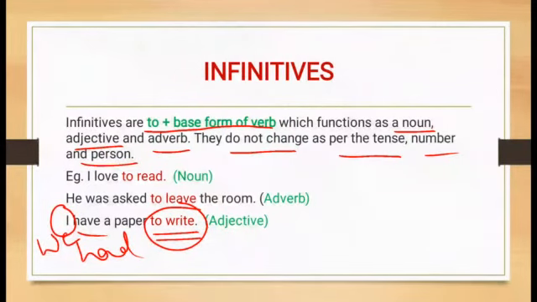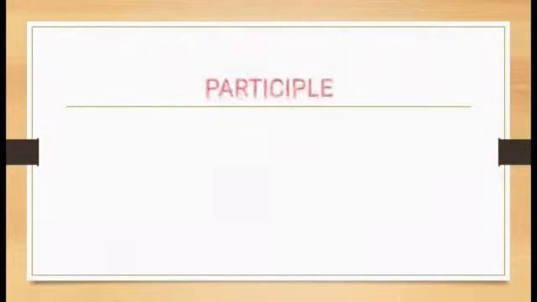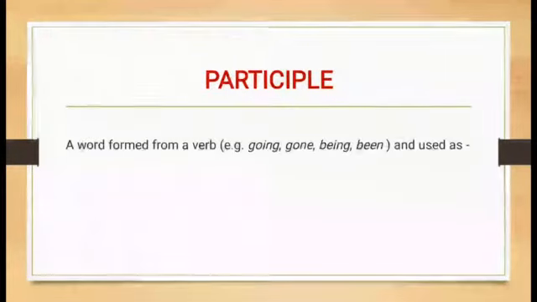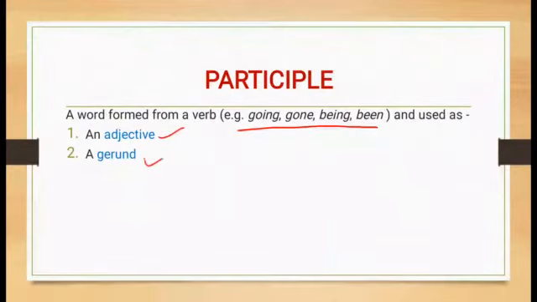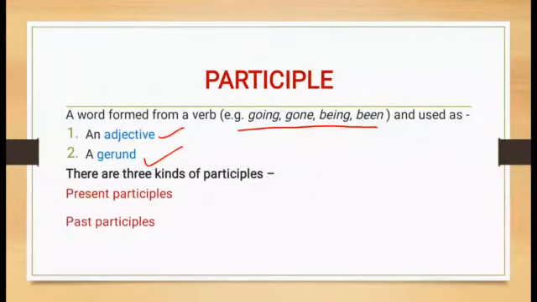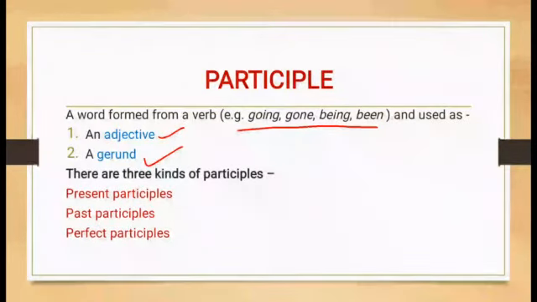Let's talk about another kind of non-finite verbs which include the participle. Now, a participle is not the main verb in the sentence. It doesn't act as a verb in a sentence. Rather, it is a word formed from a verb. As you can see here in the examples: going, gone, being, been. They are used as an adjective or a gerund in a sentence. They are divided into present participles, past participles, and perfect participles.